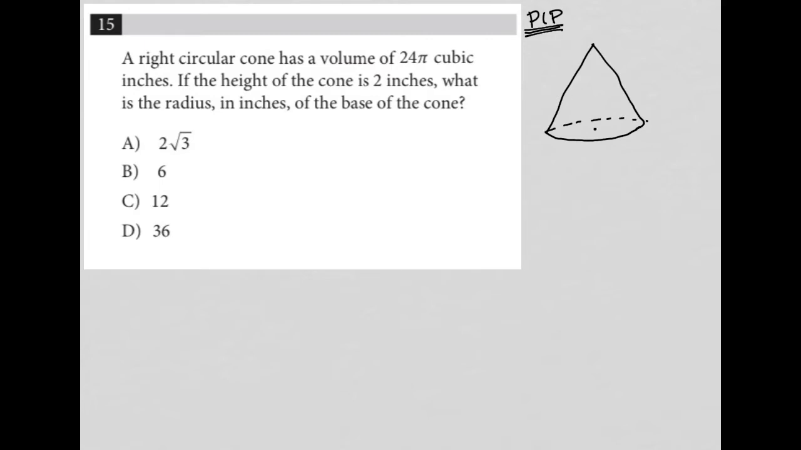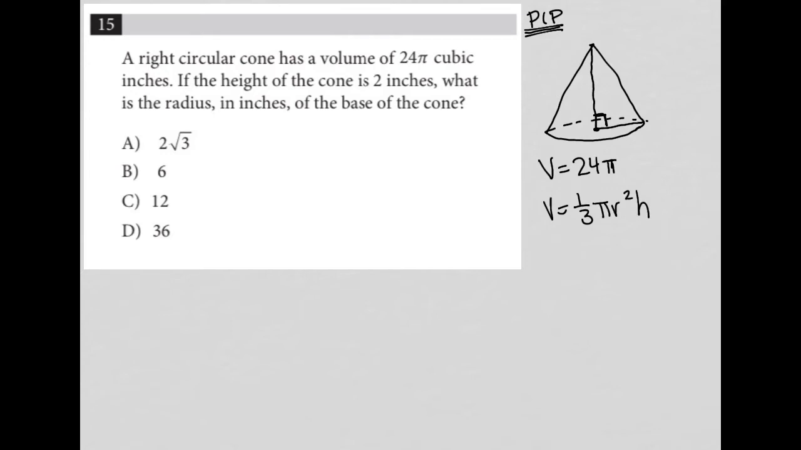And the right part of it is the fact that I can draw an altitude here and a radius here, and that makes a right angle there. Okay, so the right circular cone has a volume, so V is equal to 24 pi. If we recall, on the first page of the test, we have formulas. So let's go back to that page and see what the formula is for the volume of a right circular cone. That formula is that volume is equal to 1/3 pi r squared h.